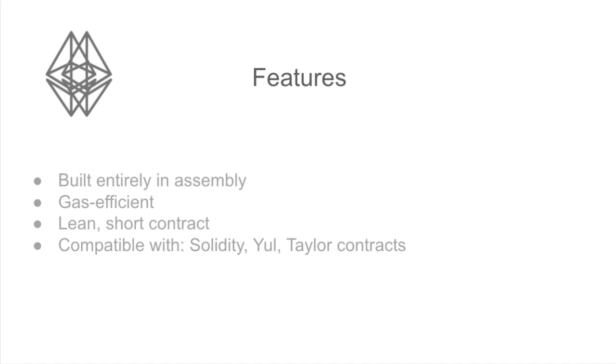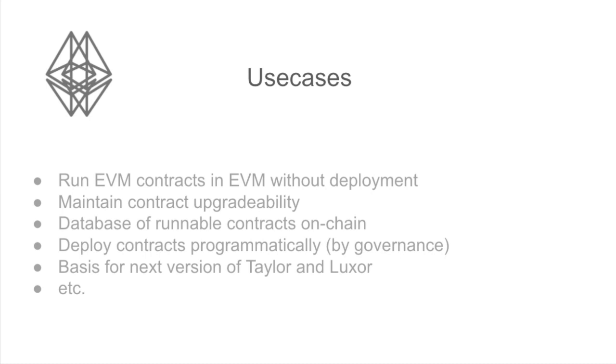What can you do with an EVM interpreter on-chain? You can run fragments of code or entire smart contracts in the EVM without deployment. So you can manage and maintain contract upgradeability, have a database of runnable contracts on-chain, deploy contracts programmatically through governance, and it is the basis for the next version of Tailor and Luxor. And now the technical demo.